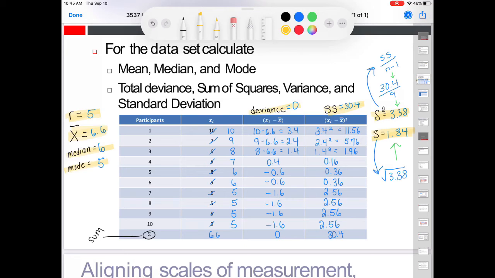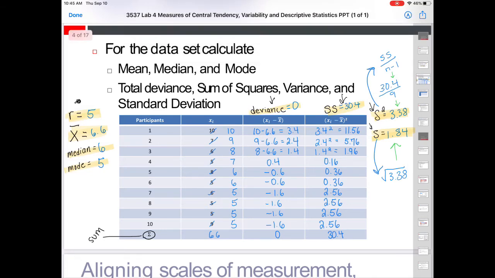I've highlighted our important values after completing this chart. This is just for you to check your work. I've highlighted over here on the left hand side of the screen your range, your mean, median, and mode. I've included our deviance, sum of squares, variance, and also finally your standard deviation. And I've given you a little bit of information as to how I got to each of these points.